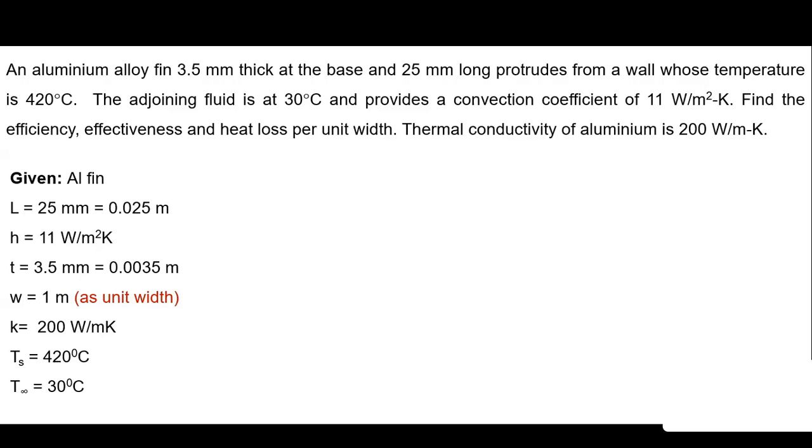Because we are using the units of meter for thickness, let us use the same unit for width and take it as 1 meter. K is 200 watt per meter Kelvin. Ts is 420 given, and T infinity is 30 degrees Celsius. So with this data, what is to be calculated? Rate of heat transfer, efficiency, and the effectiveness.